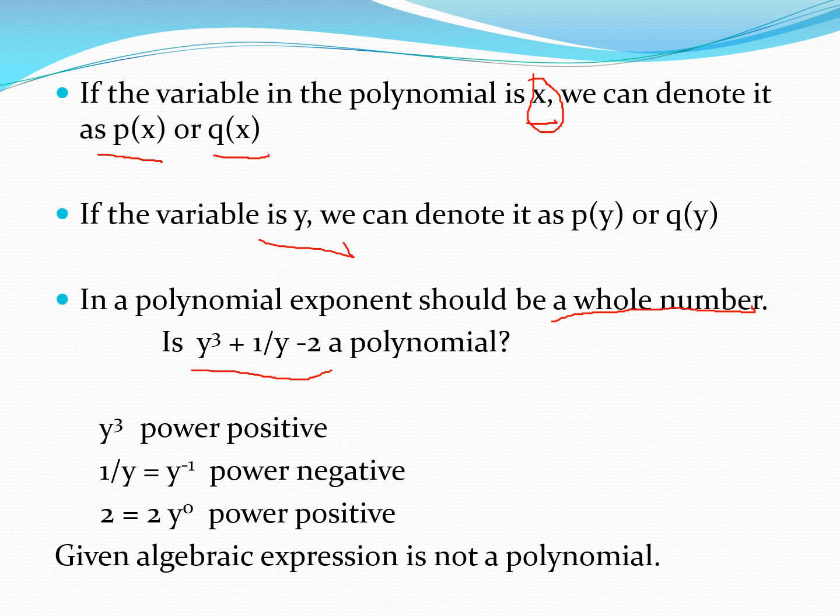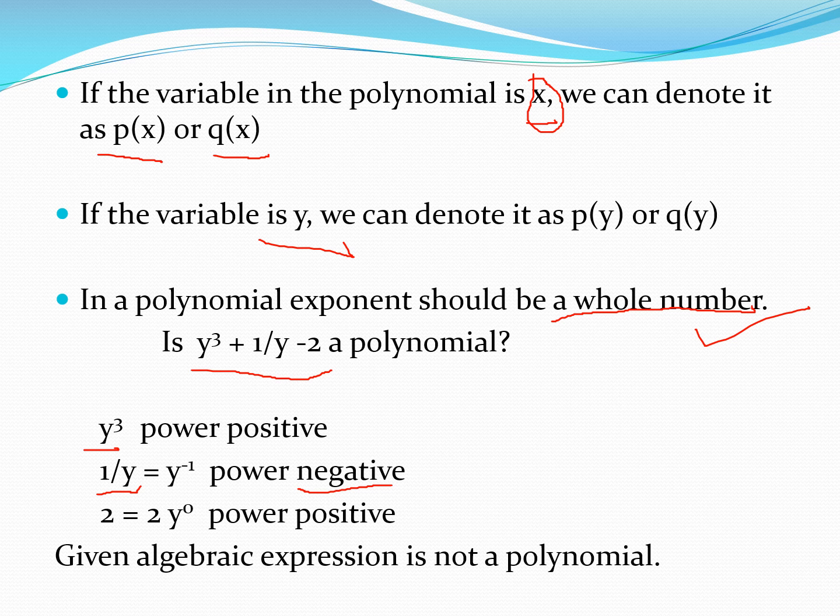Now let's see this algebraic expression. In this algebraic expression, first term is y cube. Now in this y cube, variable is y and we will see the power of the variable is 3 and 3 is the whole number and it is positive. Now we will see the second term. Second term is 1 upon y. 1 upon y we can write it as y raised to power minus 1. Now here the exponent is minus 1, that means negative. But we have done that the exponent should be a whole number. Negative numbers are not whole numbers.